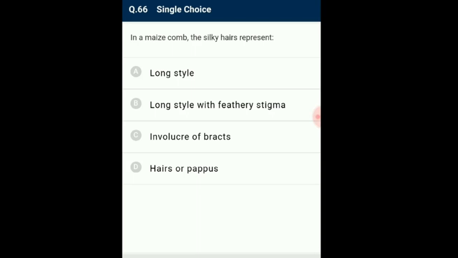Maize shows inflorescence where the flowers form clusters. The female flowers give out long, feathery, silky, hair-like structures which form the style and stigma of the flower. This structure helps in capturing pollen for fertilization. So the answer is option B, long style with feathery stigma.